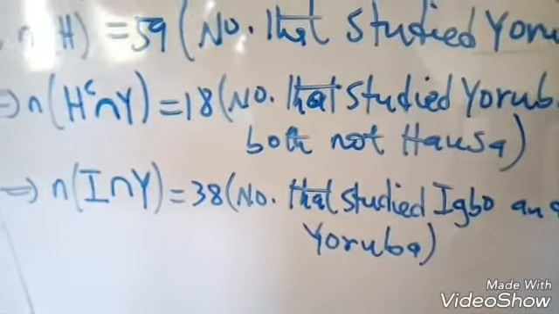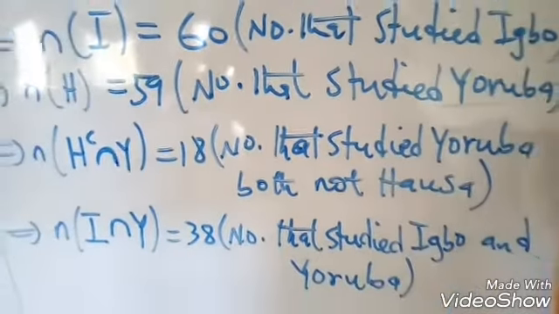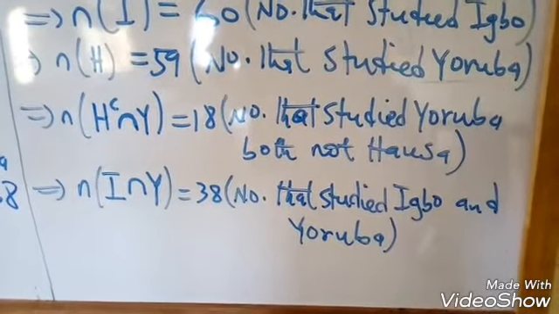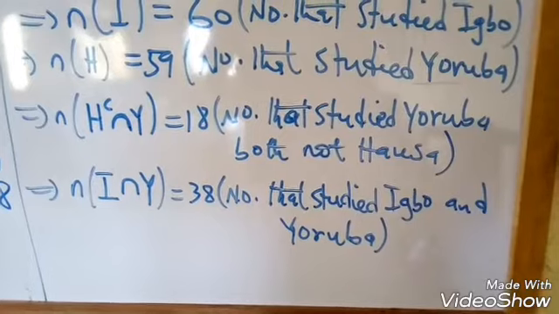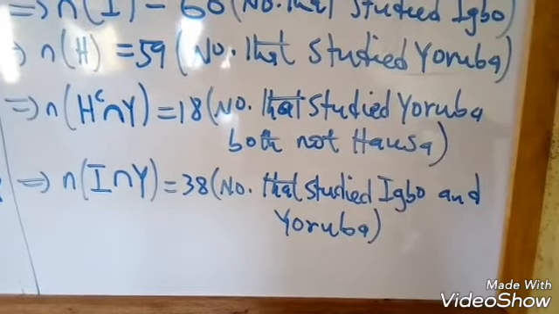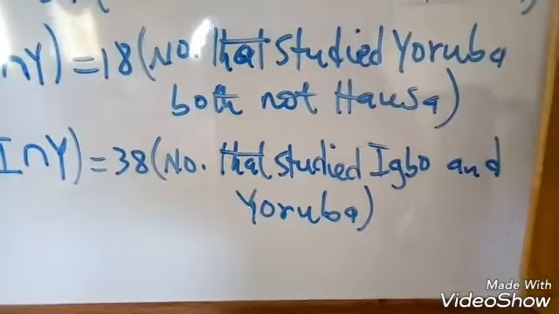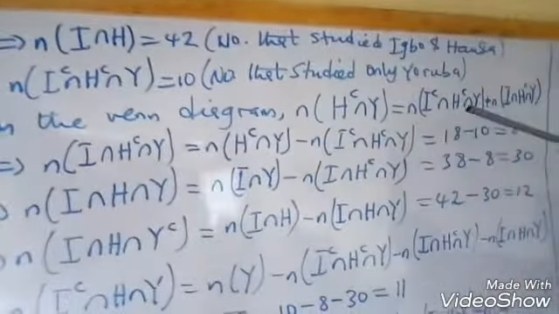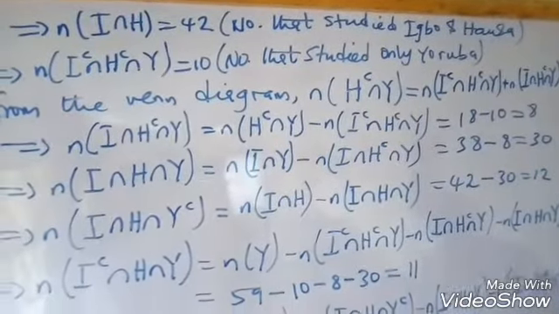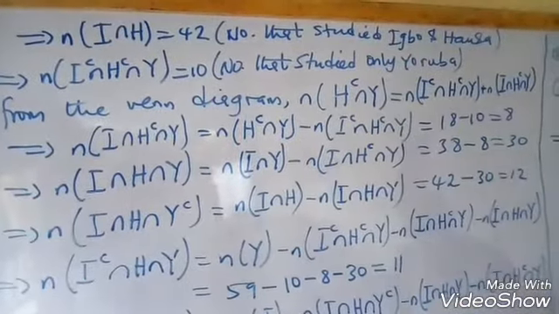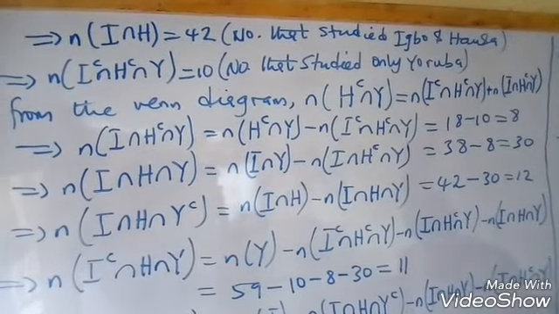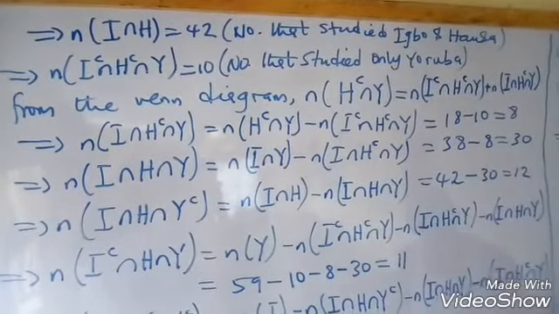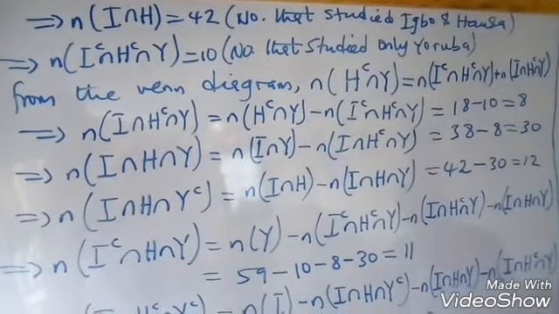H complement intersection Y equals 18, the number that studied Yoruba but not Hausa. N of I intersection Y equals 38, the number that studied Igbo and Yoruba. This implies that N of I intersection H equals 42, the number that studied Igbo and Hausa. N of I complement intersection H complement intersection Y equals 10, the number that studied only Yoruba.